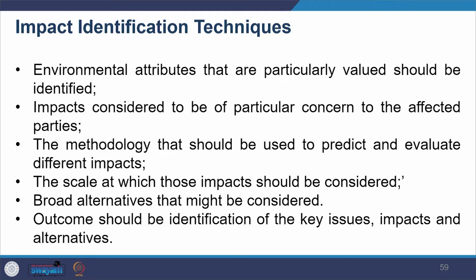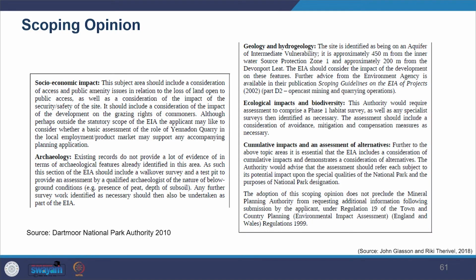And you also need to give justification for the key impacts which you have identified, and then justification for what time period you will take, what spatial boundaries you will take. So all these will be identified at this stage. So this is an example of a brief of this scoping report.